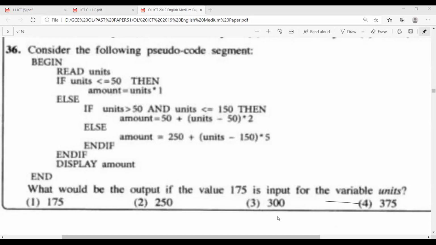Yes. Who marked this answer? Right. Okay. Now we can go to that.